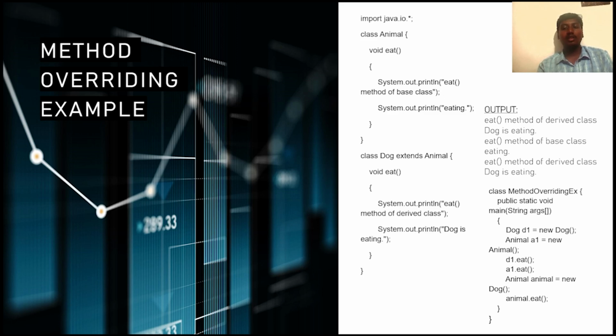Next is the class MethodOverridingExample. This is the main class as it has public static void main. Dog d1 equals new Dog, Animal a1 equals new Animal, which creates objects of the classes Dog and Animal. d1.eat and a1.eat call the function inside the class. And the output is as follows: eat method of derived class, Dog is eating. Eat method of base class, eating. Eat method of derived class, Dog is eating.